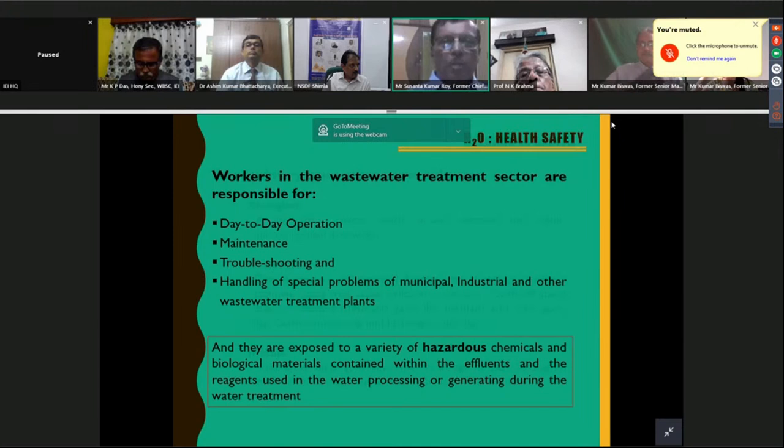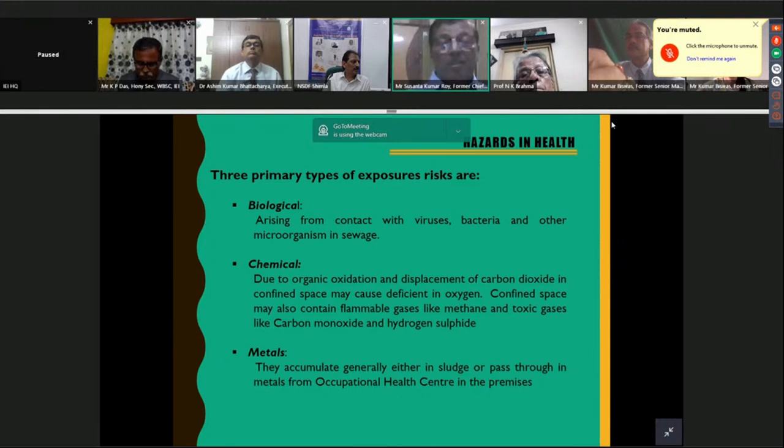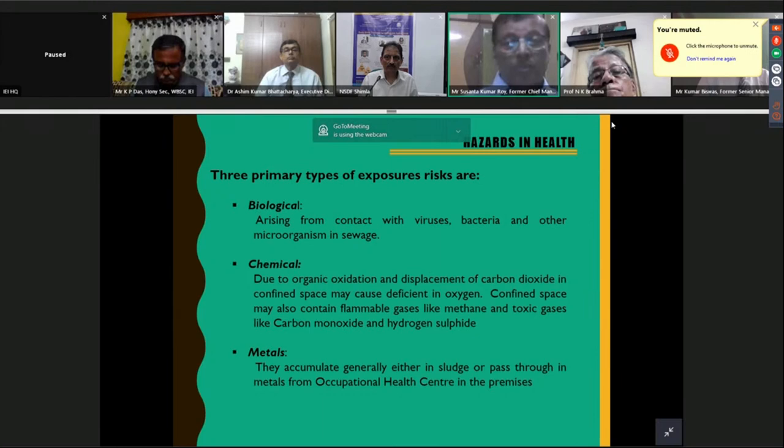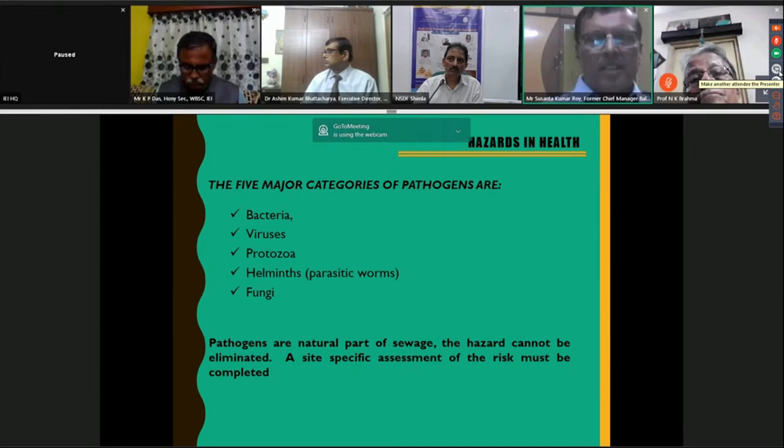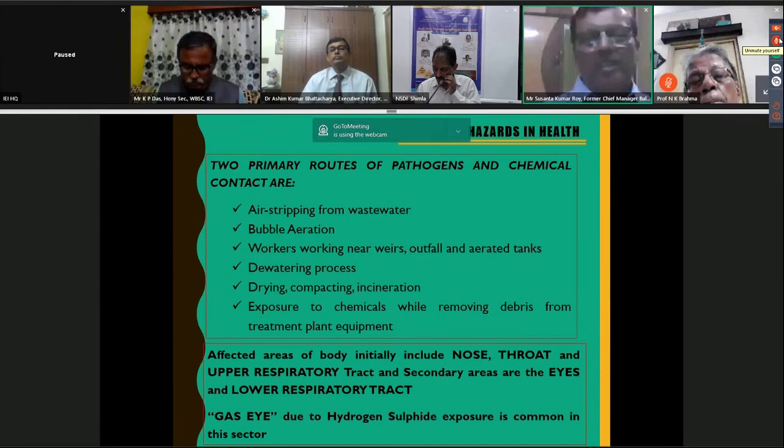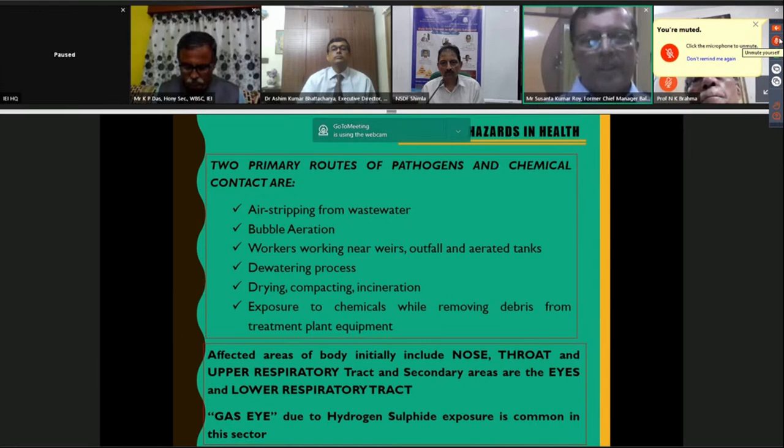Okay, there are three general types of exposure risk with the operator, the worker in the wastewater treatment plant: biological, chemical, and metals. The biological ones are bacteria and viruses, and all these things are there. But the area where they are exposed very highly is the air seeping from wastewater, bubble aeration. These are very dangerous areas, because those things come through inhalation and skin. Affected areas of the body initially include the nose and throat, upper respiratory, and then it goes to the lower respiratory tract.